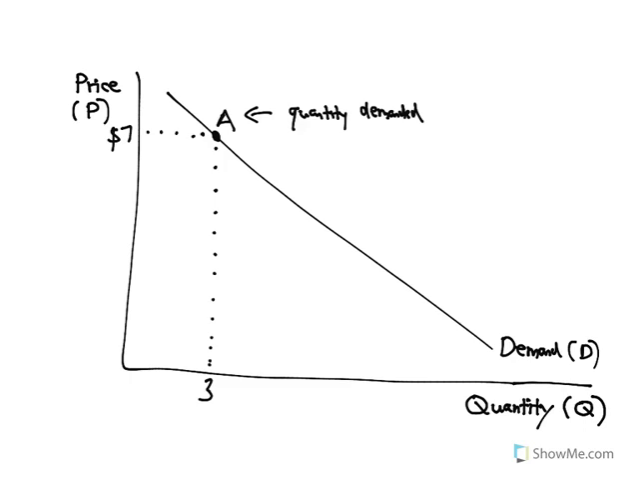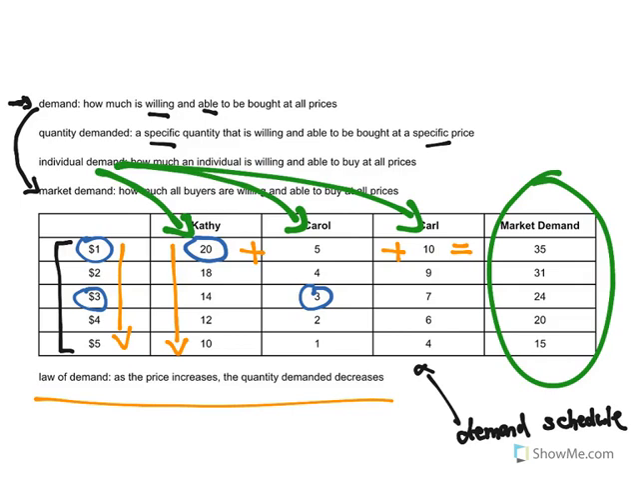And if I change the price of a good, if I go to B here and say the price is now $5, notice what happens. If I lower the price, I move along the demand curve to a new quantity demanded. A point on a demand curve is a quantity demanded, just like a single cell in this chart, except for the market demand column, is a quantity demanded. And when we put all of those together, we get market demand.